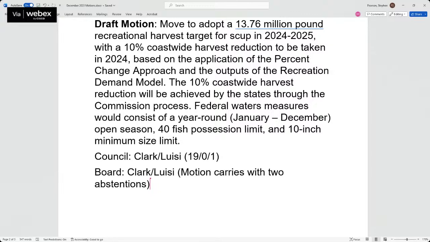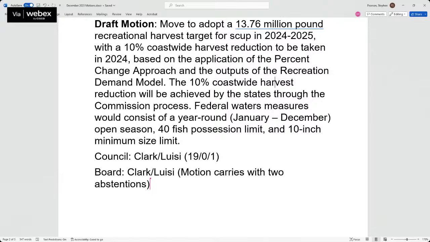My understanding was that if states wanted to open, if they're already closed January through April, they would be using the RDM, and we all acknowledge that there's not wave one data, but we would be using the RDM to take that into consideration and whatever measures are modeled for next year to achieve a 10% coastwide reduction collectively. And that we have not established any type of process like we have for the Black Sea bass special February fishery in here.